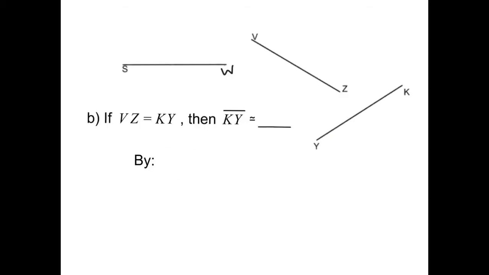In this example, we're not given any values, but it does say that VZ is equal to KY, so their segments are the same length. I don't know what those lengths are, but they are the same. But then it's saying, okay, well then that means KY must be congruent to, well, if it's the same length as VZ, then it must be congruent to VZ by definition of congruency again.